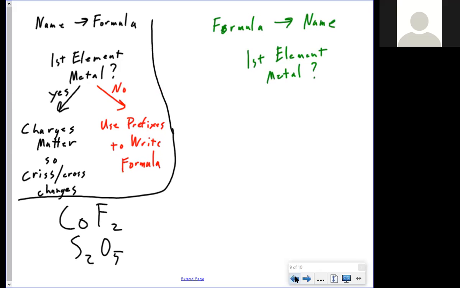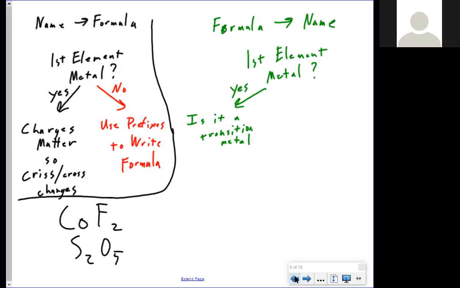All right. So if the answer is yes, then you have another question you have to ask. Is it a transition metal? Yes. It is, CO. Okay. Let's deal with our answers.